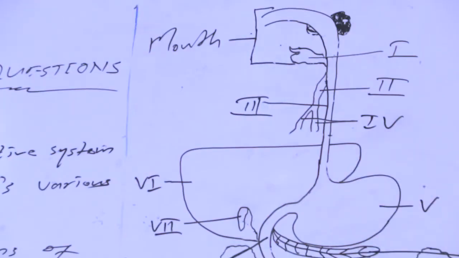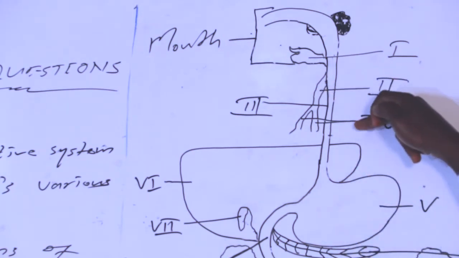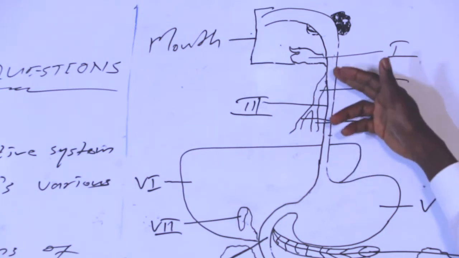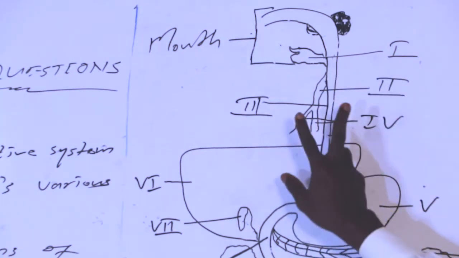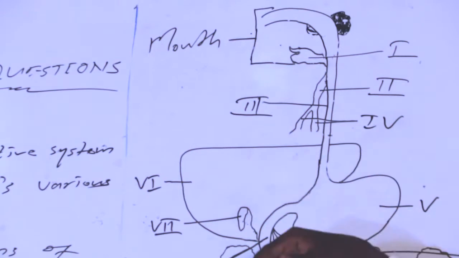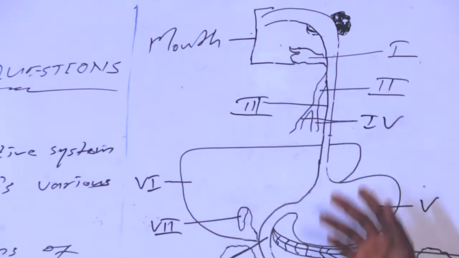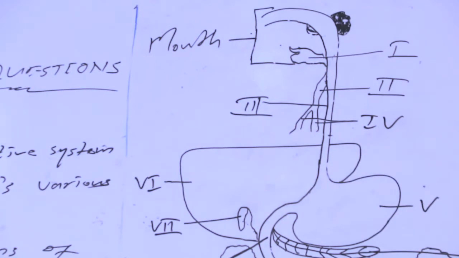Then the IV you can see is a tube that appears after the trachea. That is IV coming after trachea. It appears in two branches. So it's like we have the trachea divided into two branches. Now these branches are what we call the bronchi, okay? So that is the bronchi, okay?